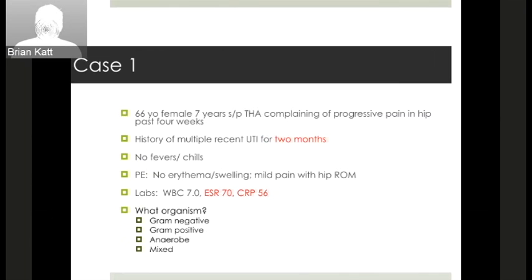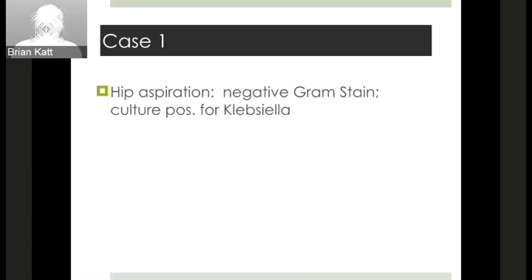Yeah, exactly. So this patient has urinary tract infections. Urinary tract infections for the most part are gram negatives. So probably what happened is she had some hematogenous spread and seeding. So she had a hip aspiration. The gram stain was negative. Gram stains are somewhat unreliable. If they're negative, that doesn't really mean too much. If they're positive, that gives you added information up front. And her culture was positive for Klebsiella.